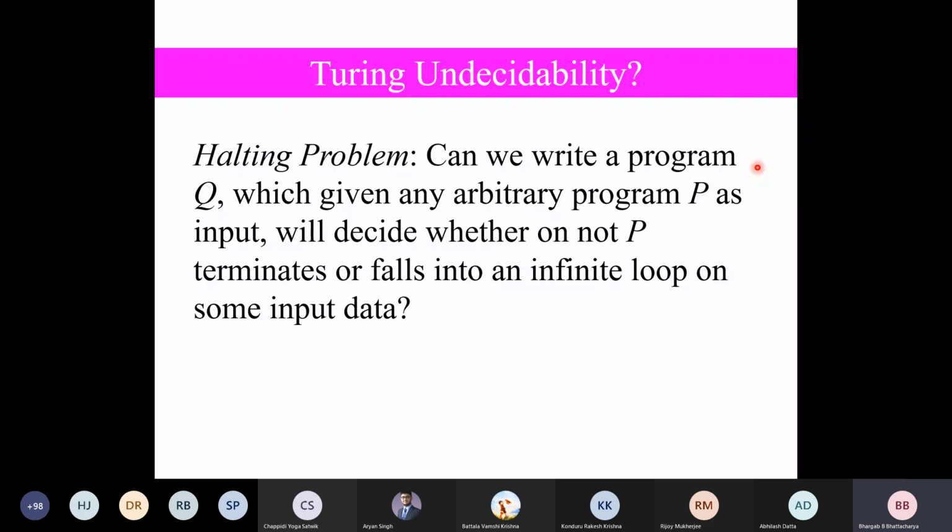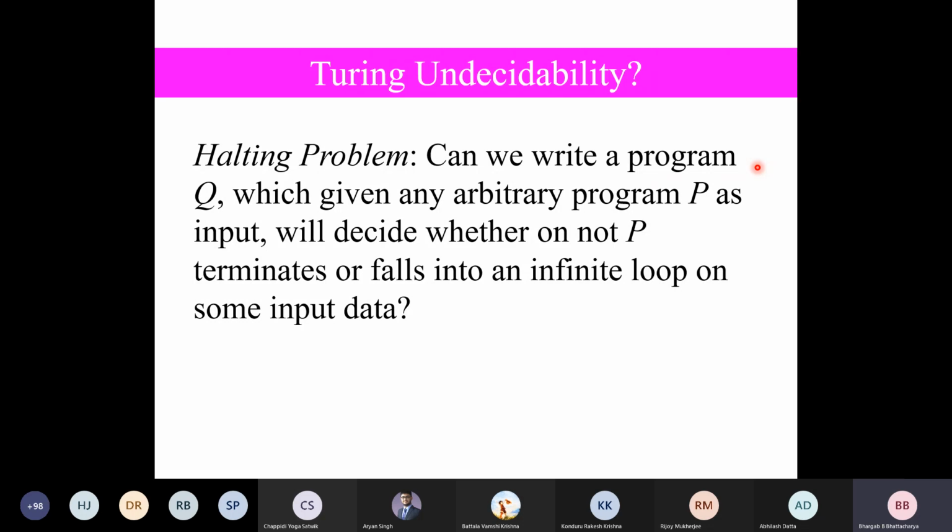Now, observe that given a particular program P, whether or not it would terminate, you can decide. But here the question is about generality, for any arbitrary program. So given an arbitrary program P, which you have written, the question is whether it would terminate or fall into an infinite loop on some data.